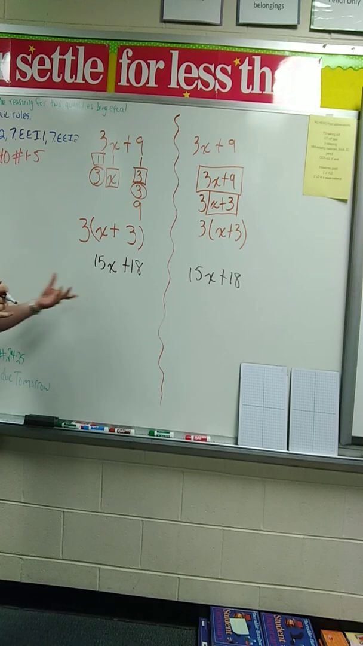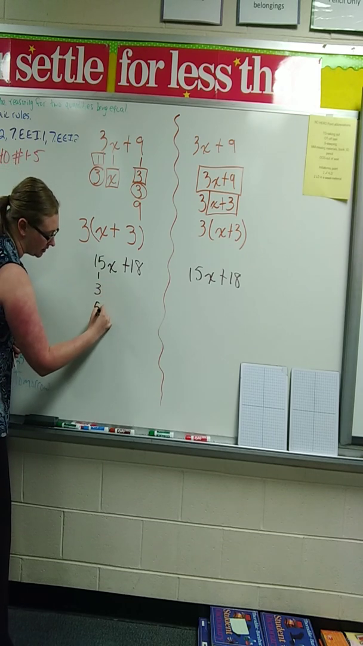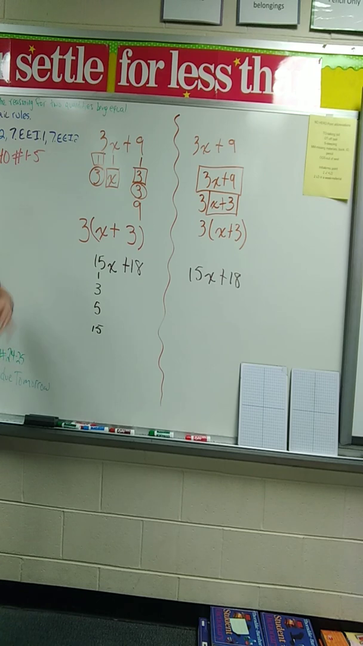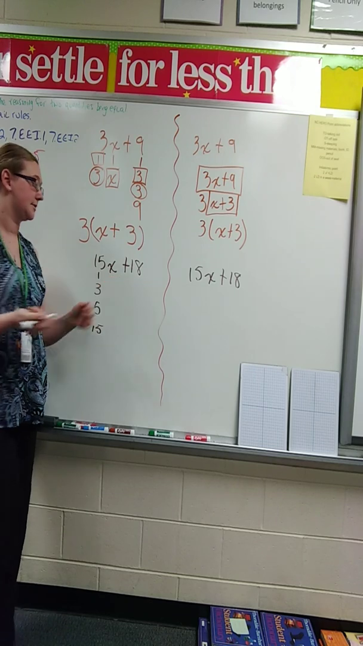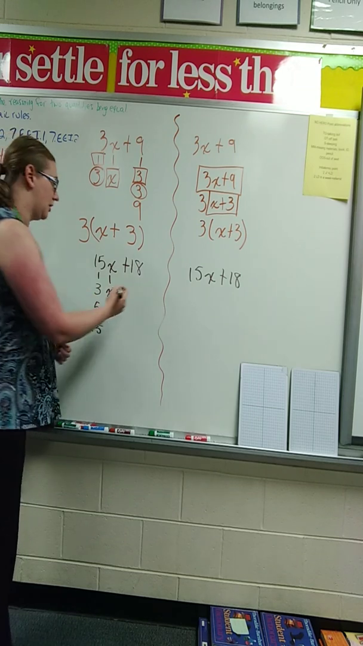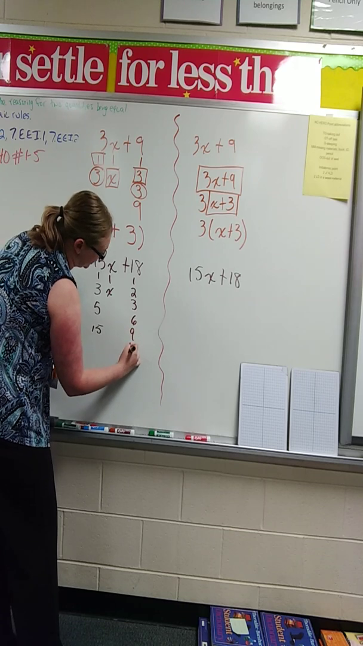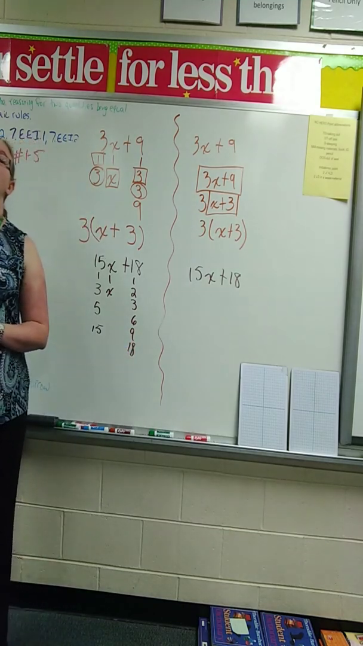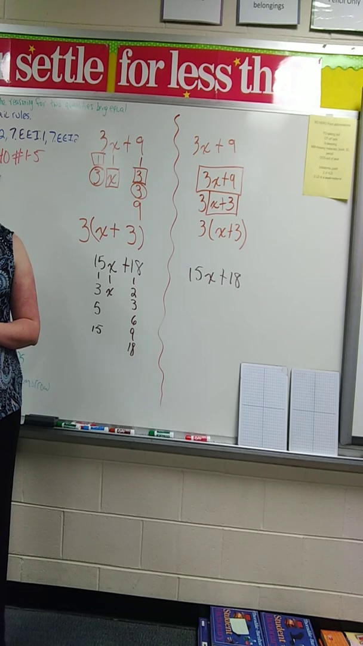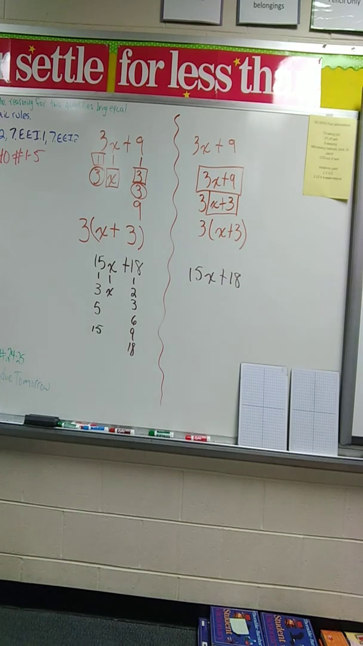Okay, so if we list out our common factors here, we have 1, 15, 3, and 5, correct? Yes. Those are my factors of 15. Okay? My factors of x are still 1 and x. My factors of 18 are 1, 2, 3, 6, 9, and 18. Am I missing any? I have all my factors listed?